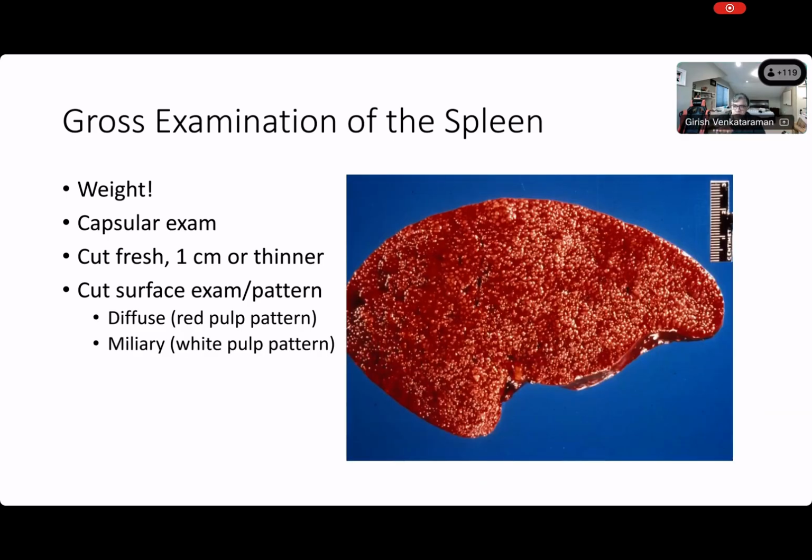And of course, if there's a miliary involvement, this is how a white pulp with miliary involvement looks, right? Then you know that there's clearly a white pulp enlargement, whether this is a lymphoma in the white pulp or something else altogether, you cannot say just looking at the gross. But it's good to identify the miliary pattern versus the diffuse red pulp pattern on gross, right?